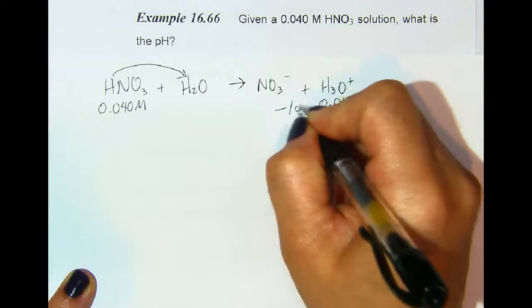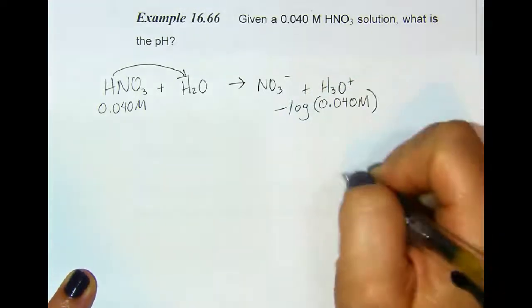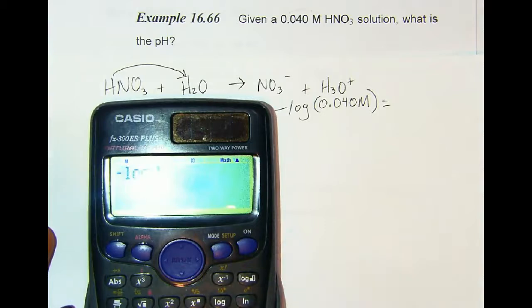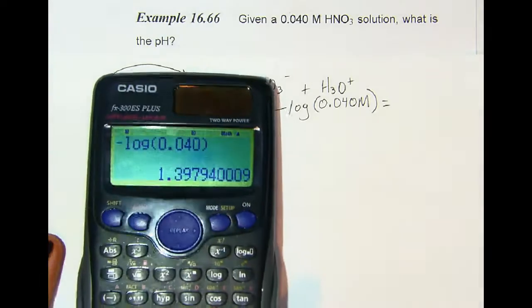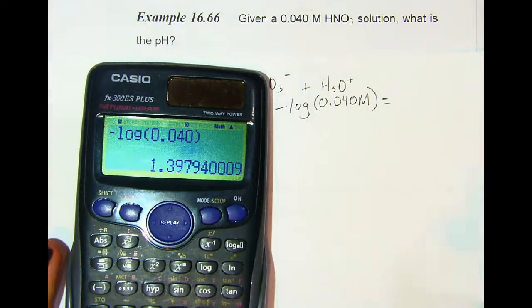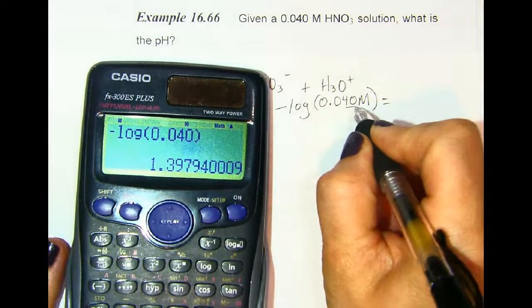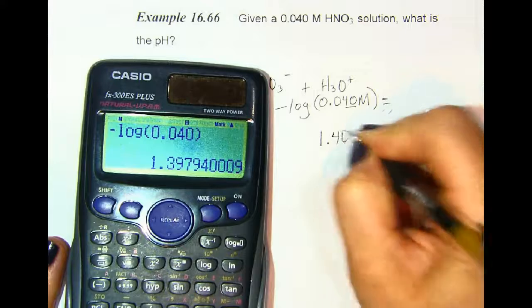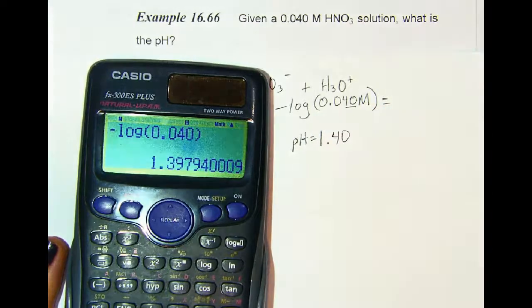Therefore, I can take the negative log of this hydrogen ion value in order to get the pH. Negative log 0.040, and that is going to give us a 1.40. Notice that we have 2 sig figs, so we want our pH to have 2 decimal places, so 1.40 is the pH.